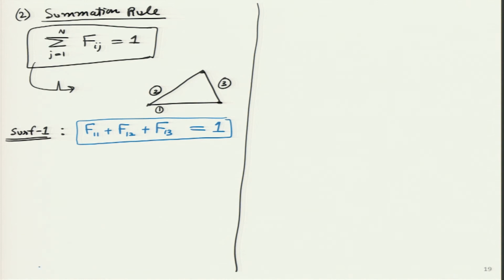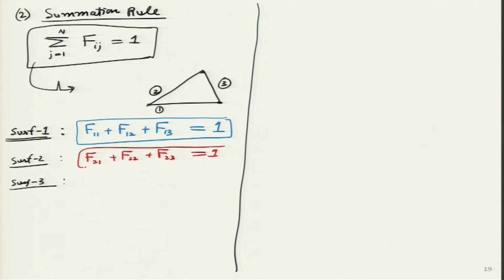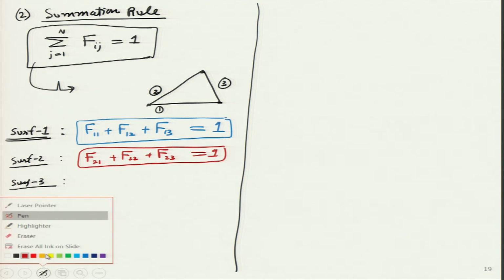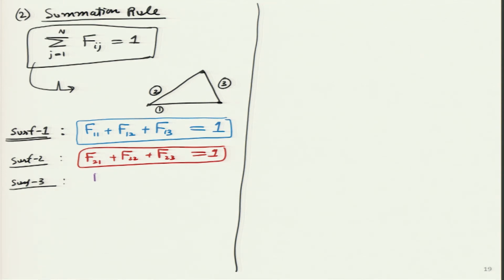Now, I will choose another surface. I will choose surface number 2. Then I will choose surface number 3. And for all these 3 cases, I will get this kind of relationship. For surface 2, this becomes F21, F22, F23. If I add them, I will get 1. Third case, I get F31, F32, F33, total becomes 1.